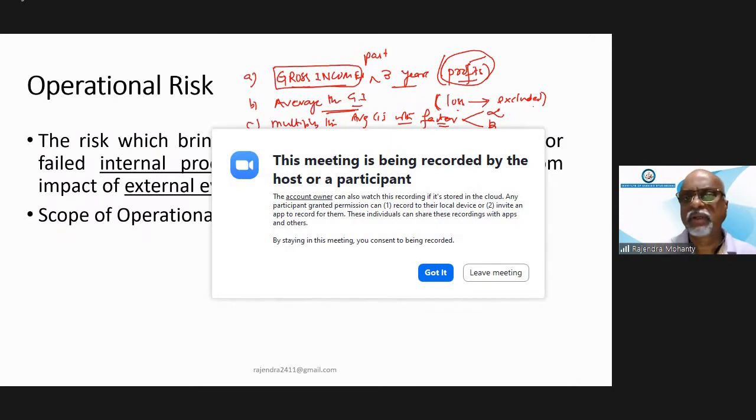So this is the process. You have to take out the gross income for the past 3 years where bank has earned profits. If there are any losses in between, those years should be excluded. Then make the average of the 3 years gross income. Multiply this average gross income amount with a factor called alpha or beta to get the capital. Okay, these are the steps I have told you.